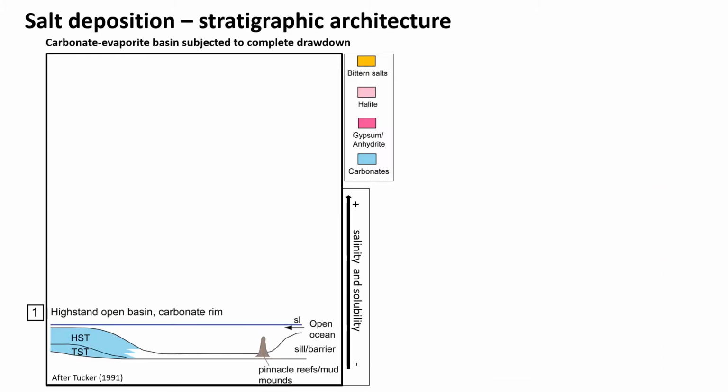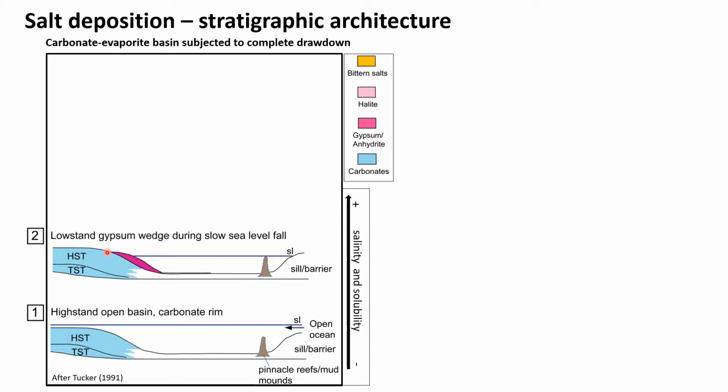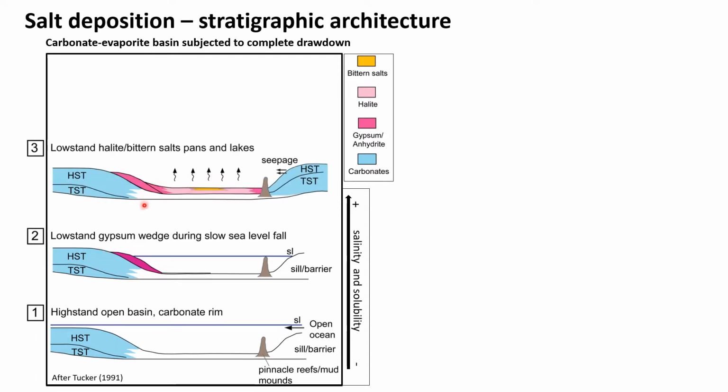The stratigraphic architecture in salt basins is controlled by the solubility of the different evaporite minerals and basin configuration. Gypsum is mainly deposited as marginal wedges, and if a major sea level drawdown occurs, halite will be precipitated in the central deepest parts of the basin. In very extreme conditions, bitter salts such as carnallite may form.